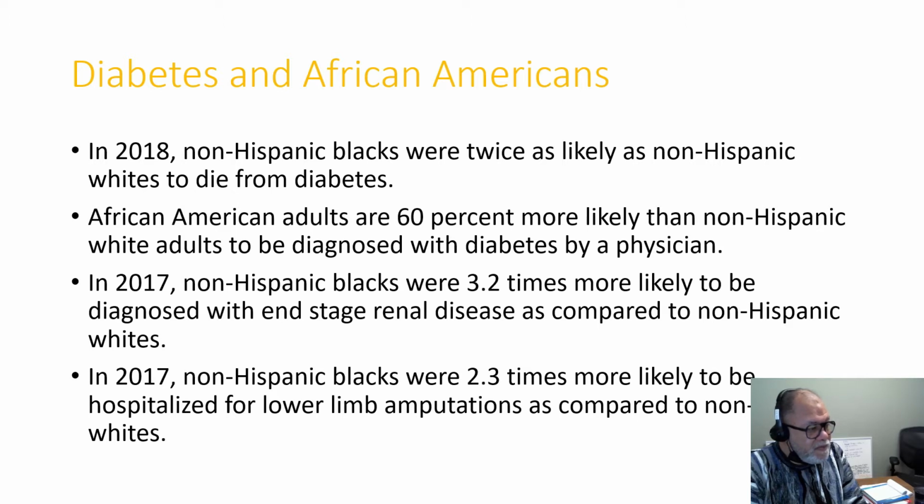In 2017, non-Hispanic blacks were 3.2 times more likely to be diagnosed with end-stage renal disease as compared to non-Hispanic whites. In 2017, non-Hispanic blacks were 2.3 times more likely to be hospitalized for lower limb amputations as compared to non-whites. All these results are devastating to African American families who live with or have experienced diabetes.